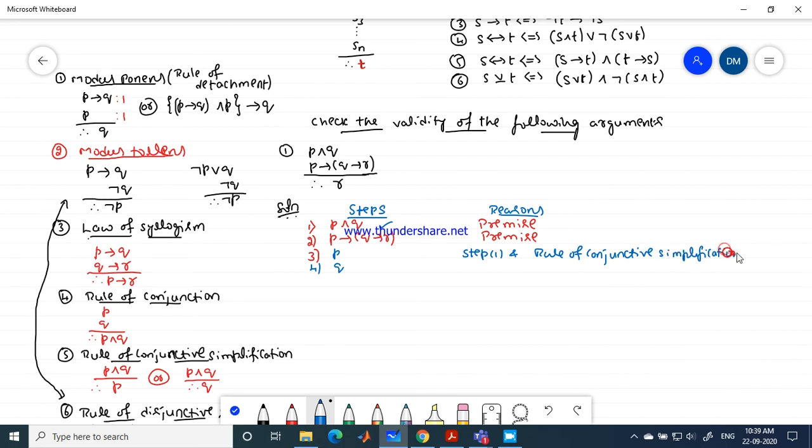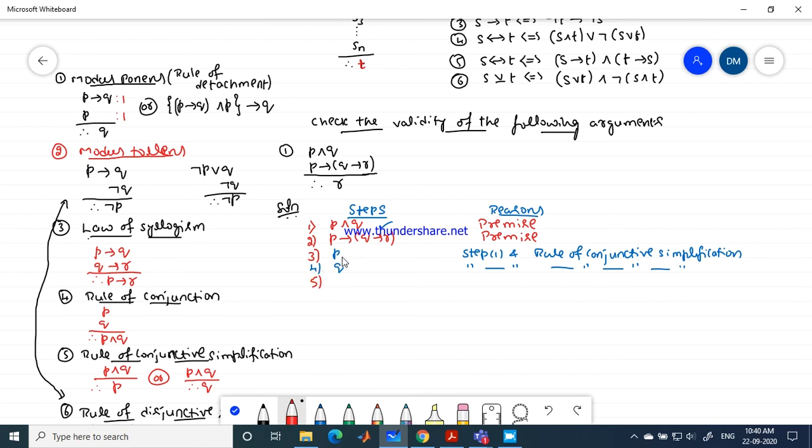So please don't use short forms in the exam. Please write everything. When you're in the exam, you need marks, so just don't go for any short forms. Now the role of the first step is done. P conjunction Q, we used it. It is done. So now step number 5.